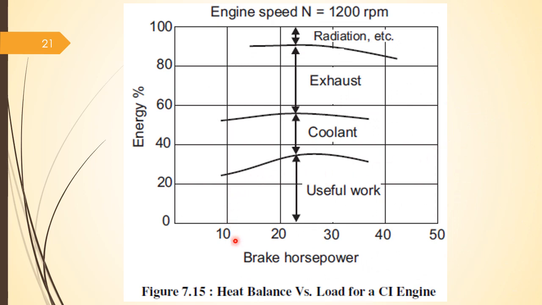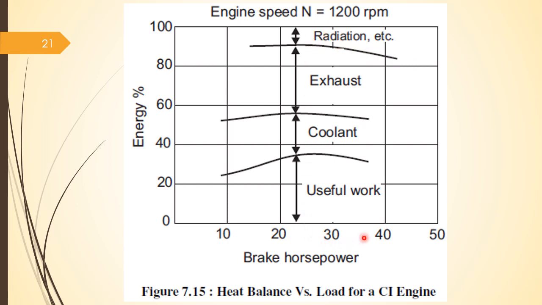So now here what you can see is this is a heat balance versus load for a diesel engine. On the x-axis you find brake power, and on the y-axis the percentage energy. So when the engine is running at 1200 rpm, the useful work will be continuously increasing, it will reach the peak and then start to decrease, when you can see the brake horsepower increasing from 10 to 40. Same is for the coolant, same is for the exhaust gases or radiation losses.